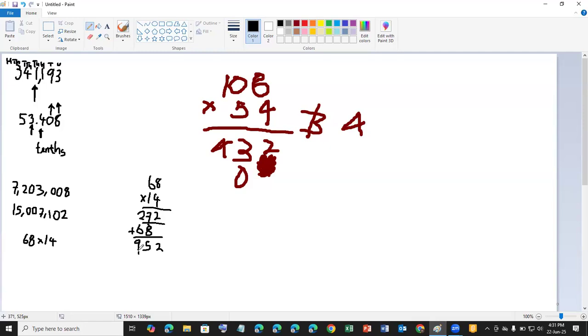5 times 0 is 0. 4. Then now 5. 2, 3, 8, 5. Always draw your final line. If you don't draw the final line, it looks a bit messed up without that line.